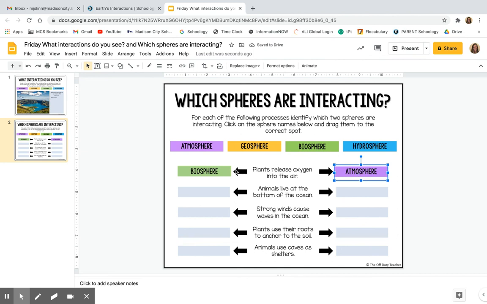Okay, then continue on with the next example. Complete this on your own. Let me know if you have any questions.